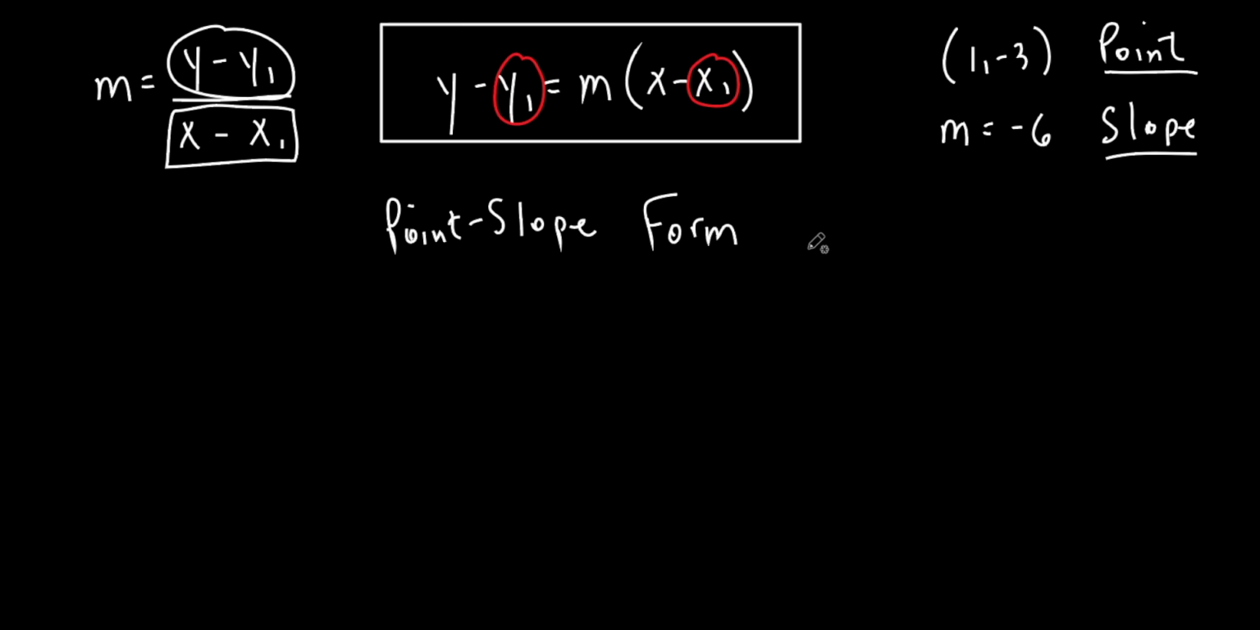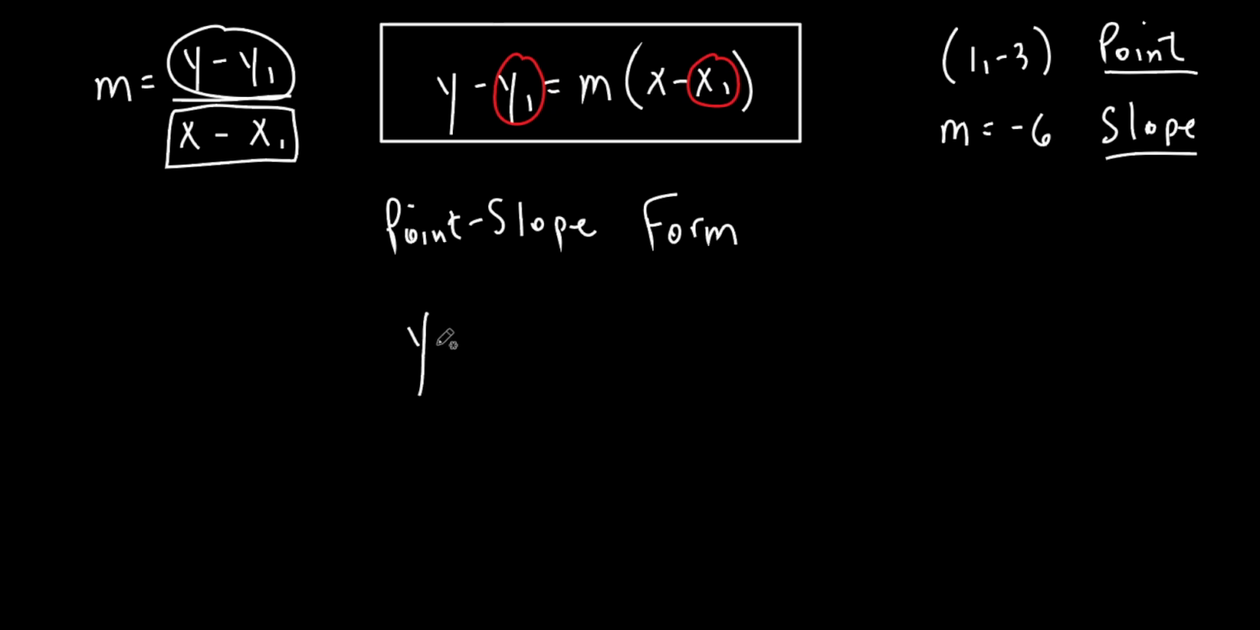So it's kind of nice. When they just give you some point on the line, not necessarily the y-intercept, and they give you a slope, you can use this form and then come up with a nice equation. All right, so let's do it. What is it going to be? This y is just going to be y. This x is just going to be x. But this x1 and y1 are my point, okay? This m, this slope, is going to be this slope right here, -6.